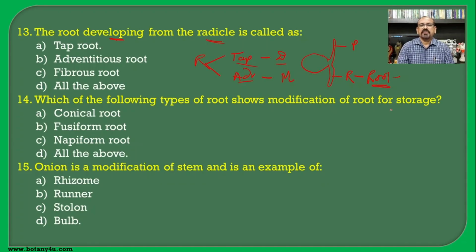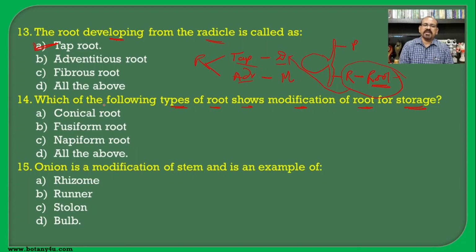And if the root is directly developing and remains persistent forever, then it is known as the taproot system, which is found in dicotyledon, and hence the taproot is the root which develops from the radicle.